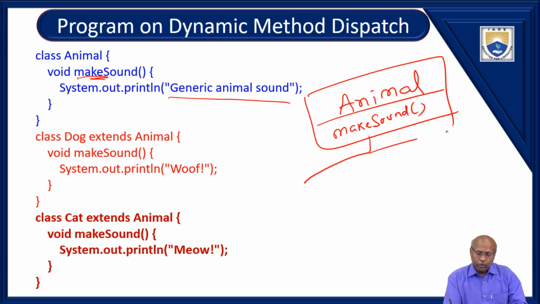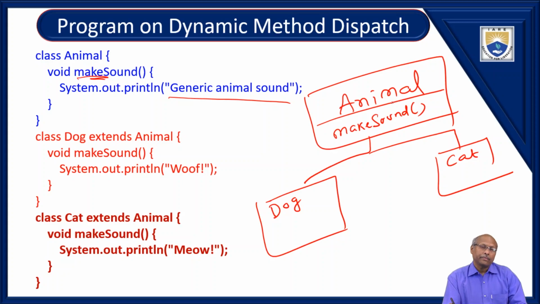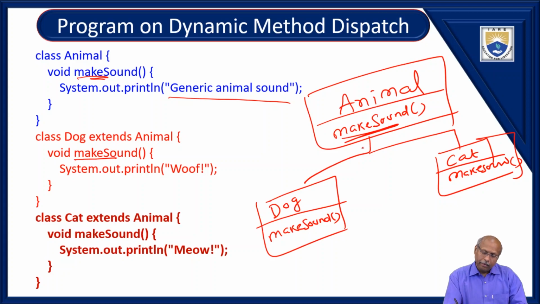Here I am having 2 subclasses. What are the 2 subclasses? One is Dog. Another is Cat. Every dog is an animal. Similarly, every cat is also an animal. This is my hierarchical inheritance. Here also I am having makeSound. Here also I am having makeSound. So, makeSound is available in the parent, and makeSound is also available in the children.